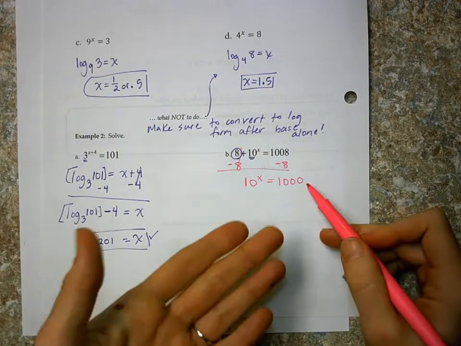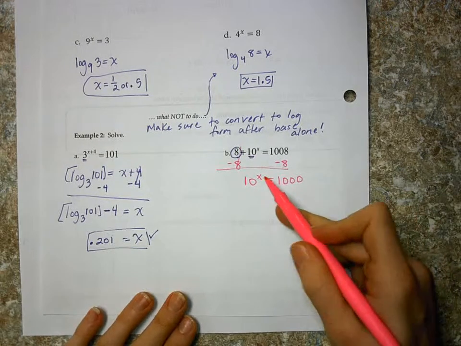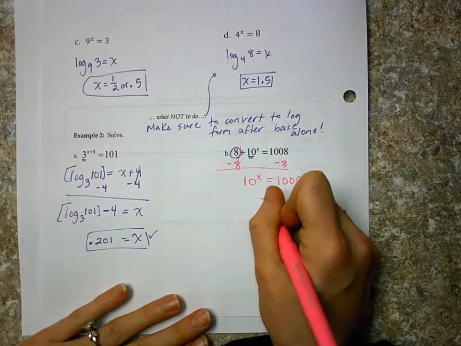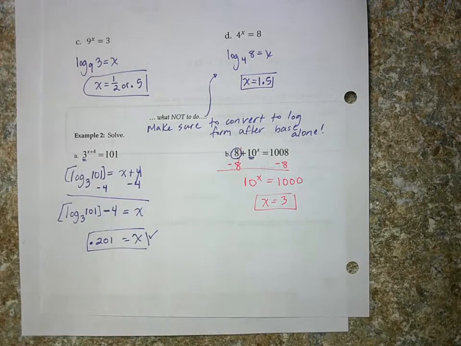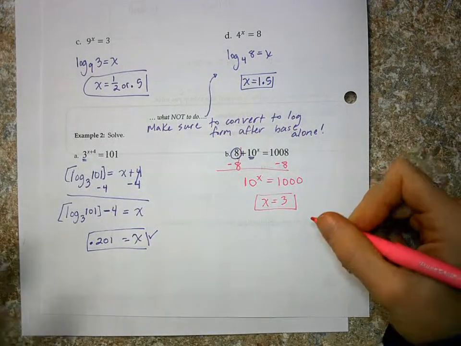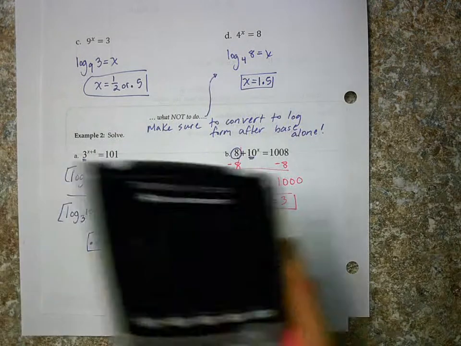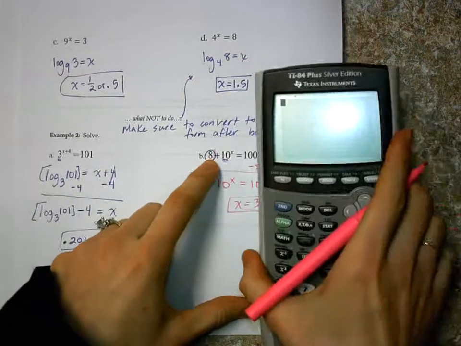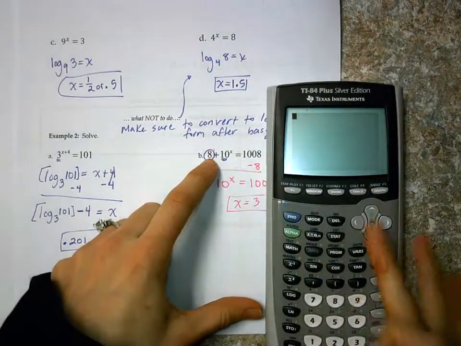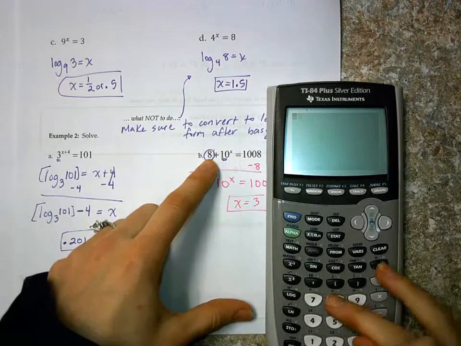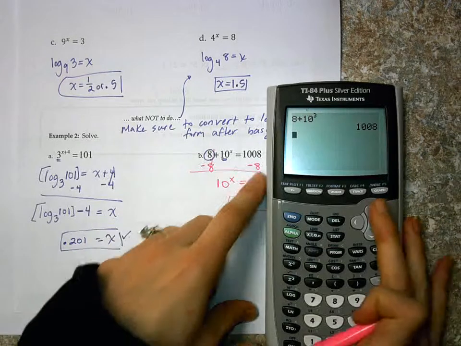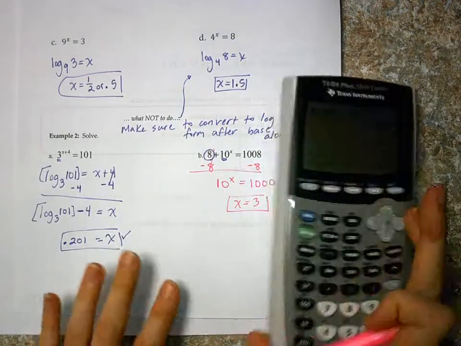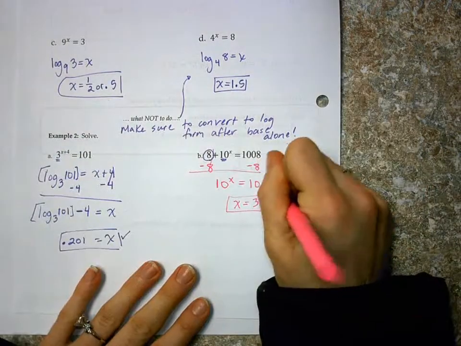Now, you don't have to use logs on this. If you know that 10 to the third power is 1,000, then you could just check that, or you could just say x is equal to 3. But one thing I do suggest is, if you are using guess and check, make sure you check your answer back into the original equation. Actually, I suggest that always. So we have 8 plus 10 raised to the third power. Yes, it does equal 1,008. So we know that we've checked it out.